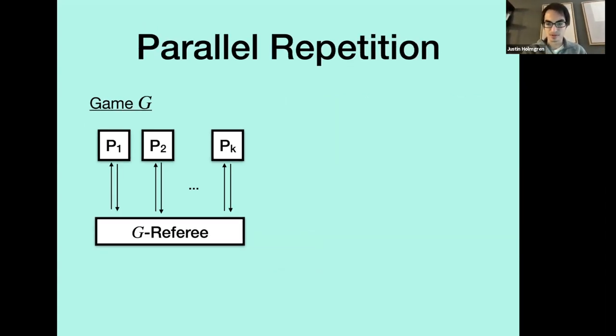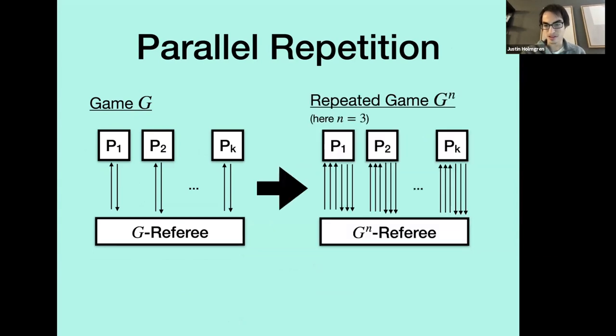Let me say what parallel repetition is, just for those of you who don't know. You start with a game, and when I say you repeat the game n times in parallel, what that means is that you now have a different referee, which instead of sampling one of these question tuples, samples n of them independently. It gives each player the corresponding question from each one of these tuples. The players play in each one of these instances simultaneously. They come up with answers for each copy, and the players are said to win in the parallel repetition if they win in every single copy of the game.